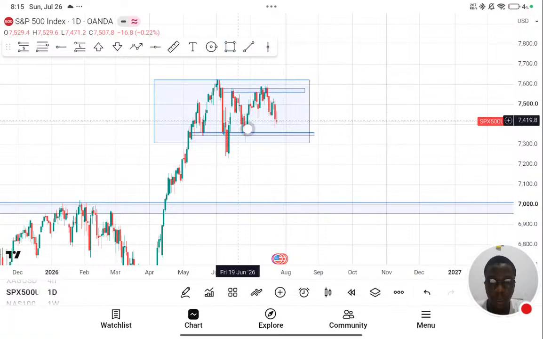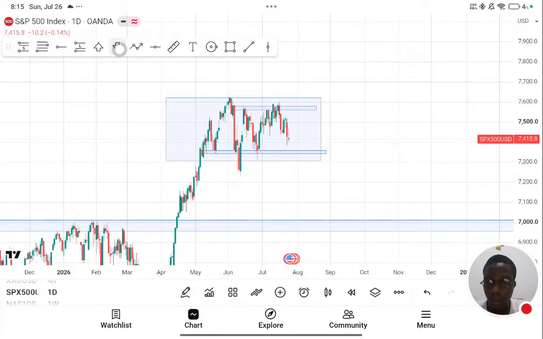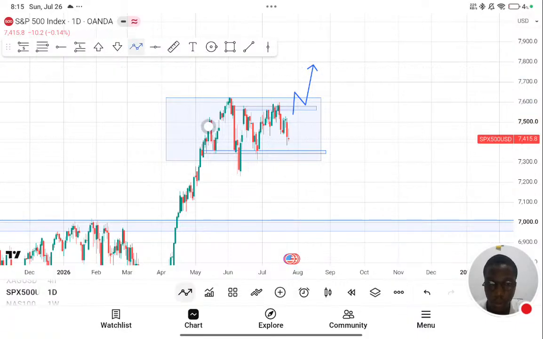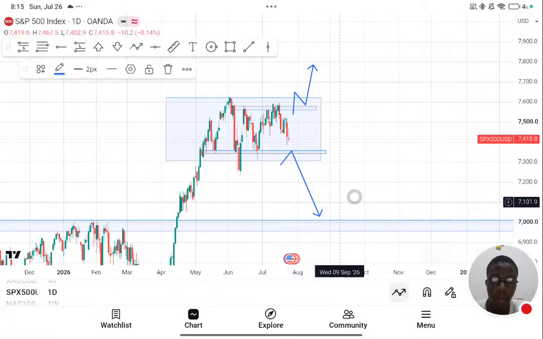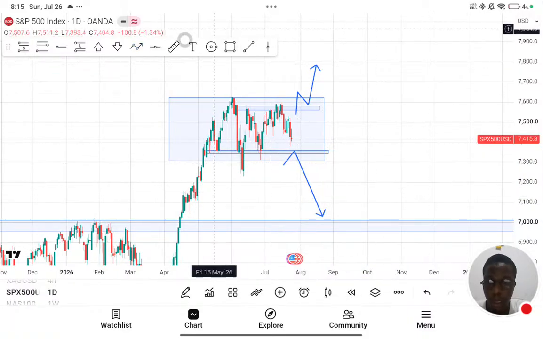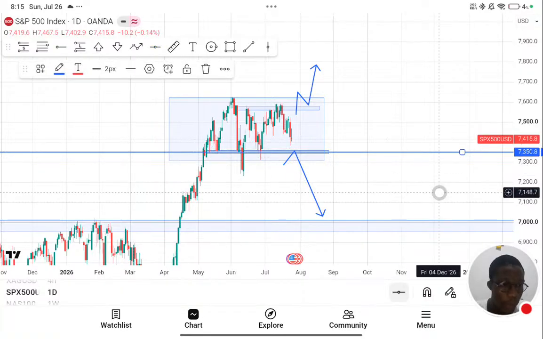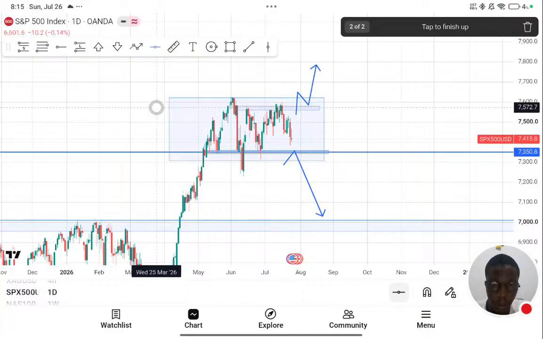So it's just been ranging, came in, bounce. So to be safe for us to trade, when it breaks this level, come back, test, or break this level, come back, test. So this happens to be around the price range of 7,350, and this happens to be around the range of 7,600.